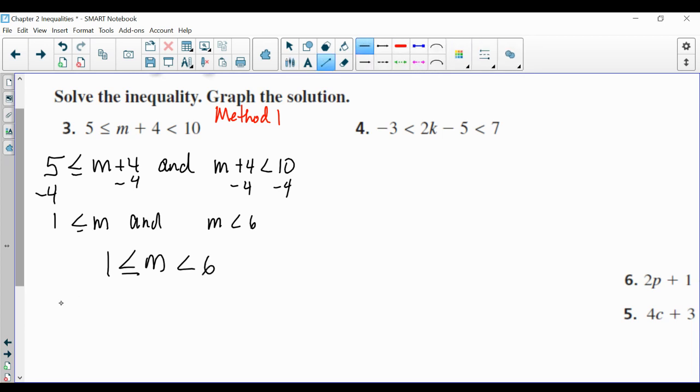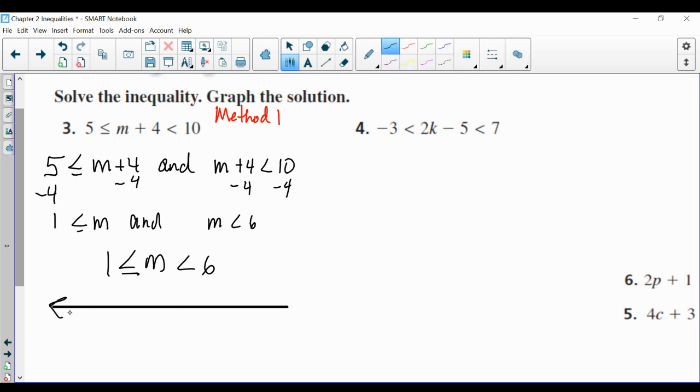So I'm going to go ahead and graph it. Put the arrowheads at the end of your number line to show it goes on and on and on. And so now I know that one endpoint is 1 and it's a closed circle, and the high point here is 6 and it's an open circle. And so I'm just going to connect those. So this is method 1.